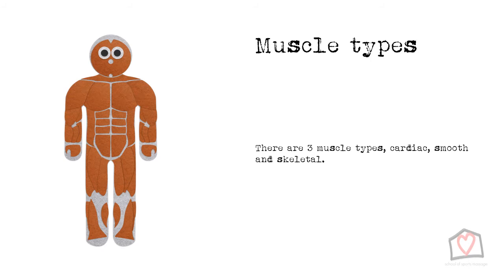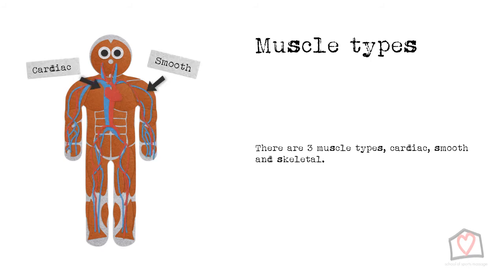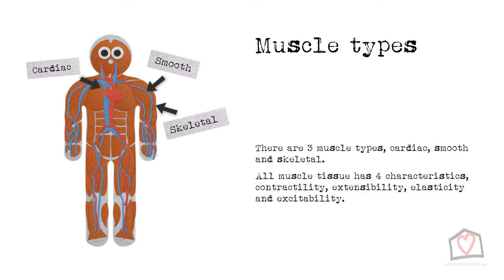There are 3 types of muscle: cardiac, smooth and skeletal. Our interest as a sports massage therapist lies with skeletal. Firstly, we will look at the common factors between the 3 types of muscle, then each muscle type individually. All muscles have 4 characteristics: contractility, extensibility, elasticity and excitability. So what are these?